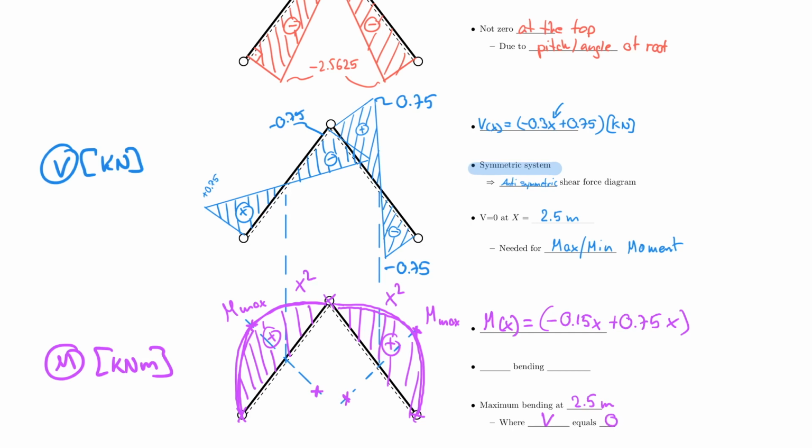And last but not least, we also already talked about the fact that we have positive bending moment. So this is positive bending moment because we have a smiling beam, if you will. So the beam is smiling throughout the entire length.